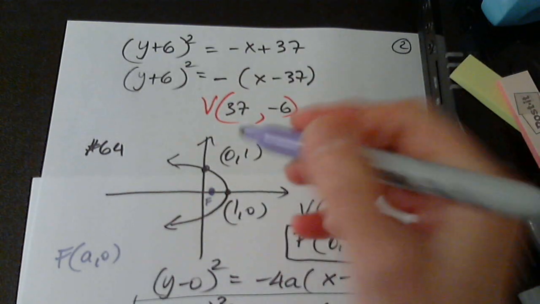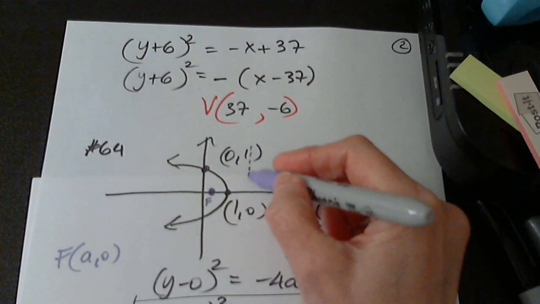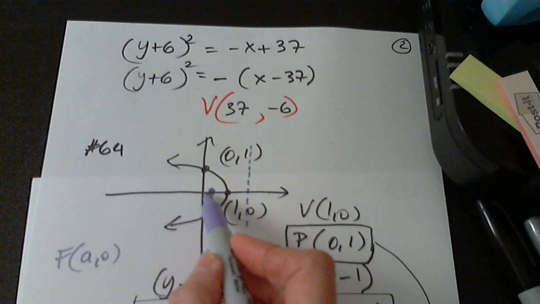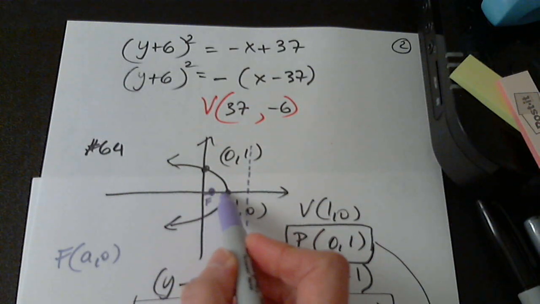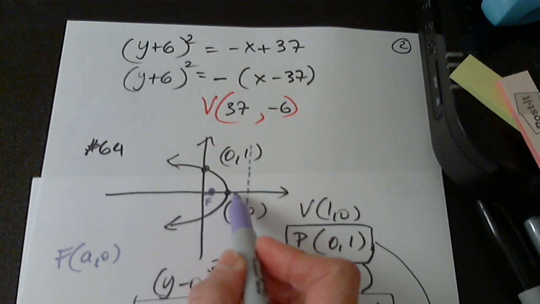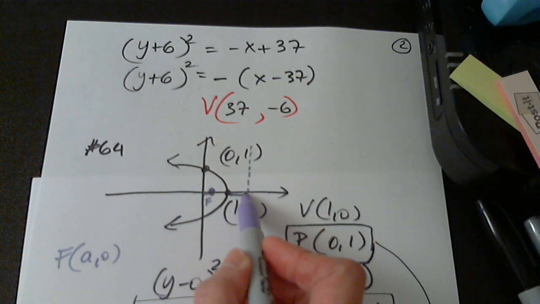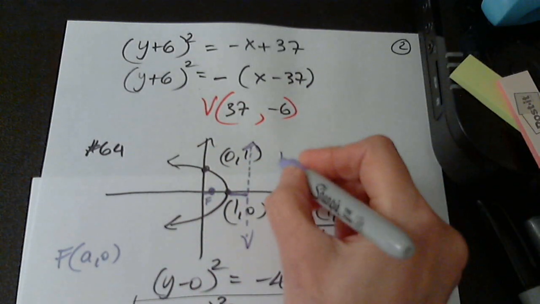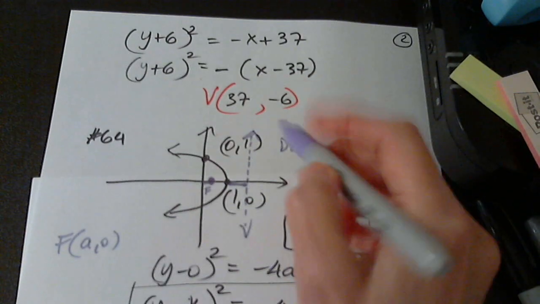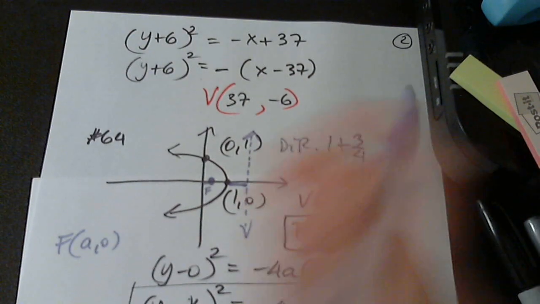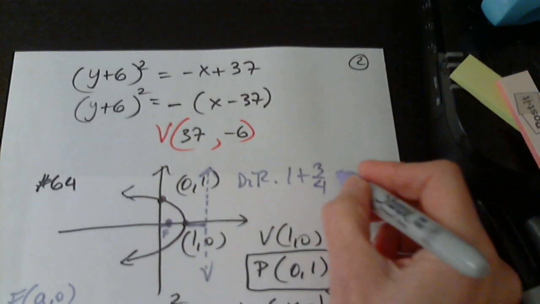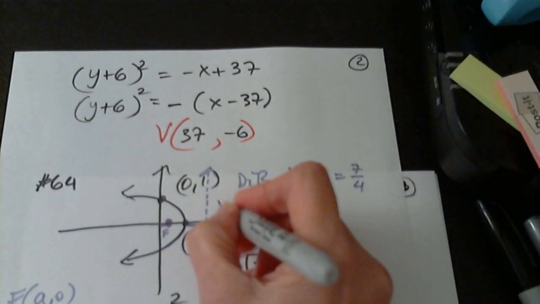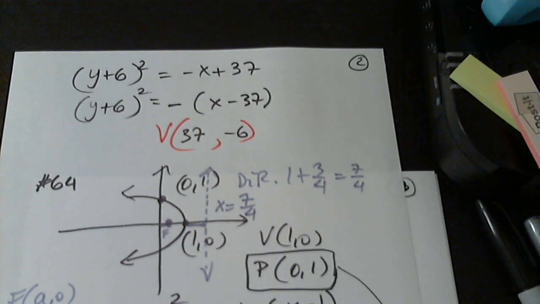The directrix will be on the other side, but careful, if this is 1/4, this is 3/4. So this is also 3/4. So I have 1 plus 3/4. So the directrix is 1 plus 3/4, which is 7/4. So this is x equals 7/4.